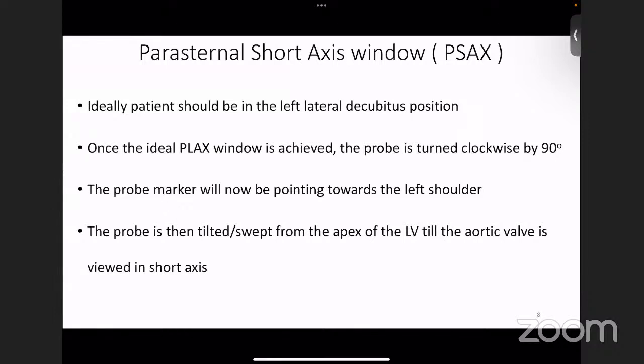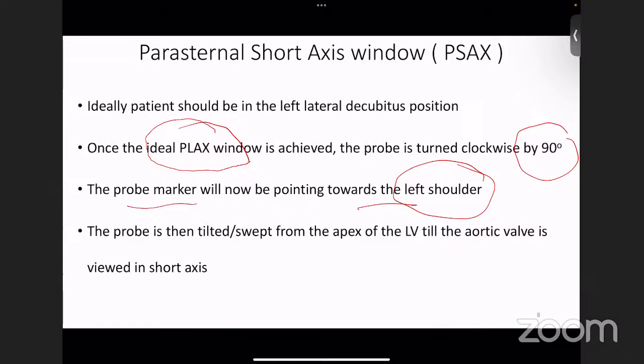So how do we get that view? The most important thing is you should get an ideal plax view before you go for the short axis. Once you get an ideal plax view, you just turn the probe by 90 degrees. That means that the probe marker will be pointing towards the left shoulder, and the probe is tilted or swept.